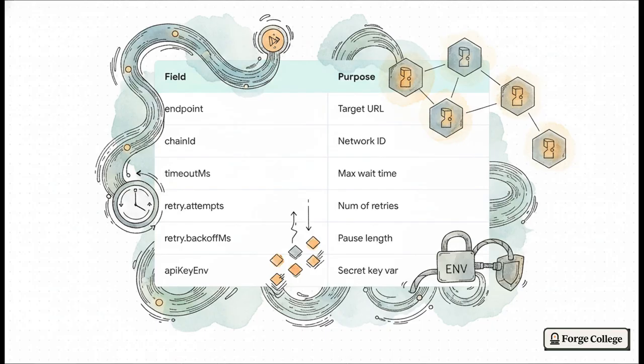Then we have our retry policies, retry attempts, and retry backoff MS. How many times do we try again, and how long do we pause between those tries? And finally, API key env, which is the name of the environment variable holding our secret key. These specific parameters are the dials and switches that control exactly how your tooling negotiates with the blockchain.